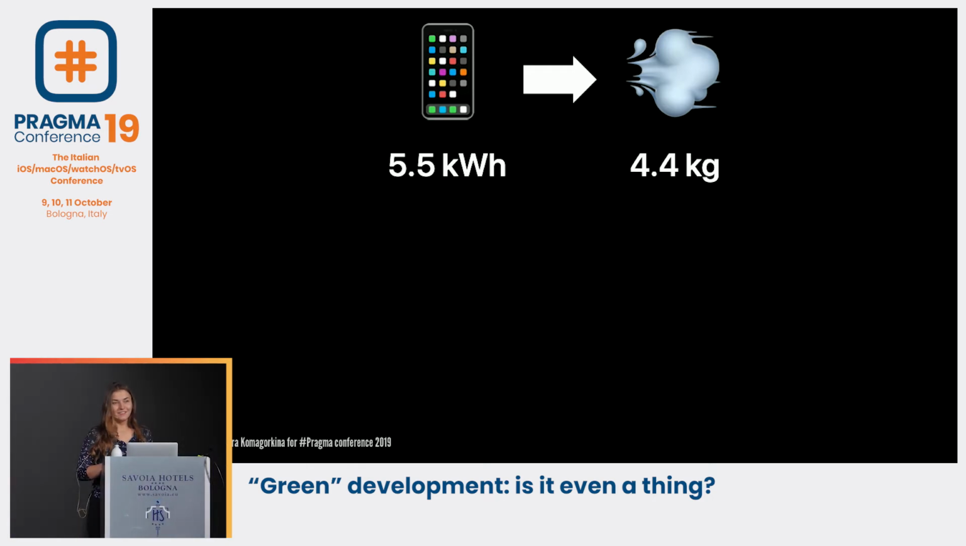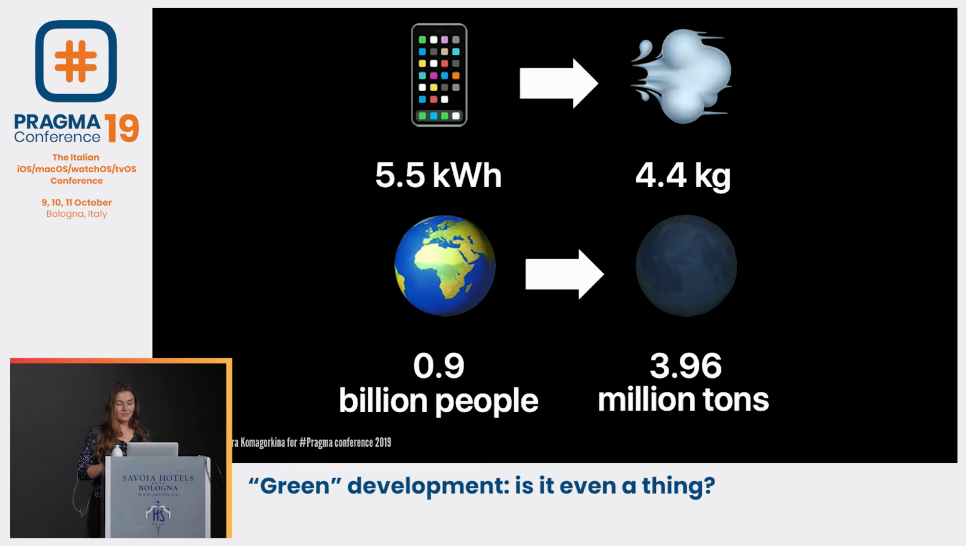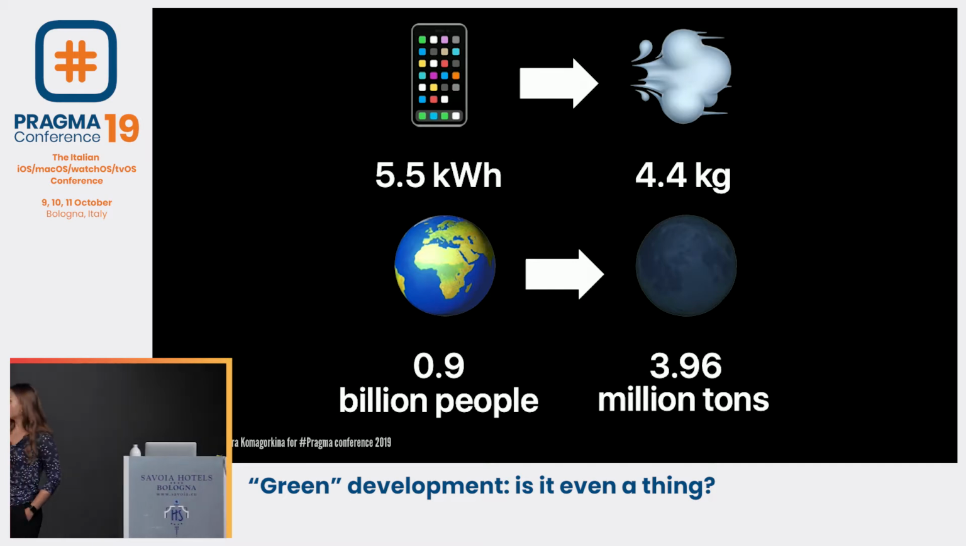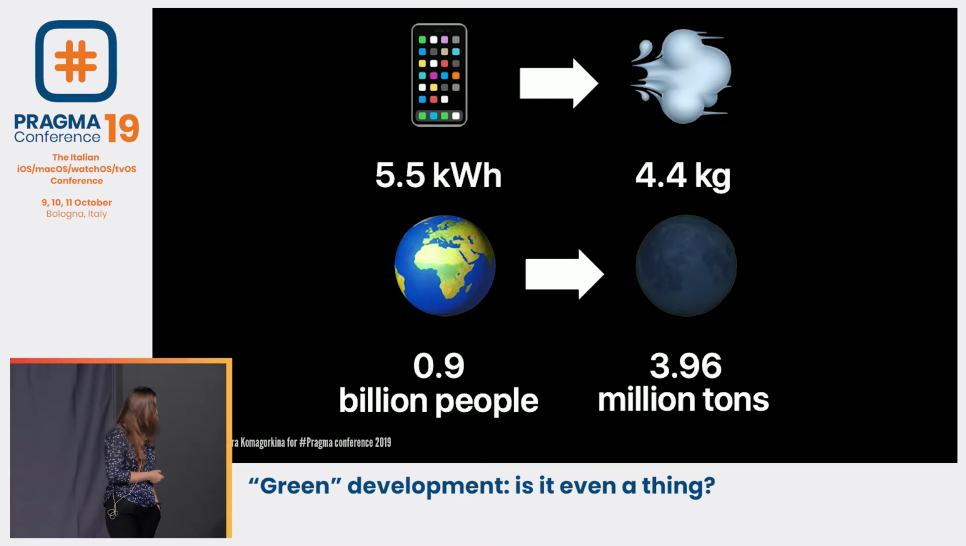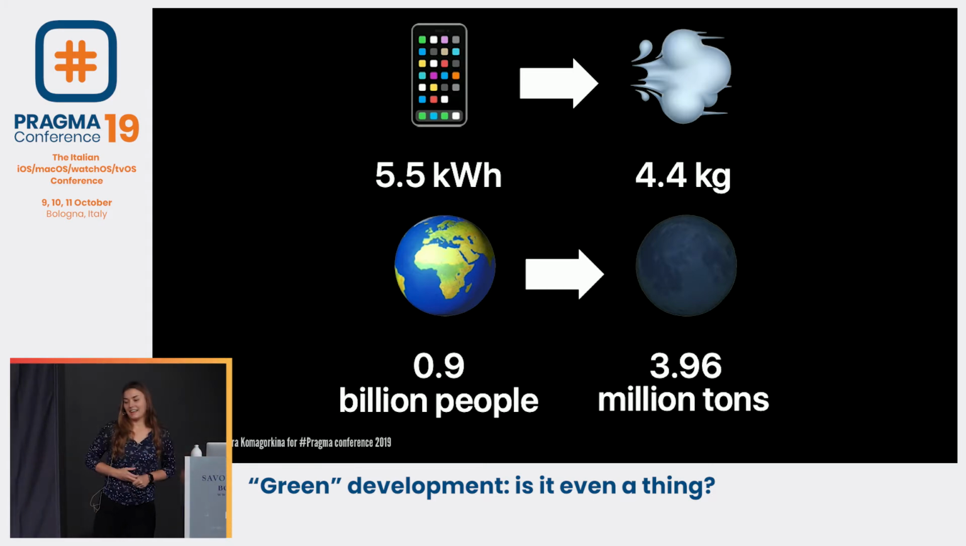So we have 900 million iPhone devices worldwide in use. This is the number that will be released to the atmosphere to produce the amount of energy which will be needed to charge all these 900 million iPhones. This is a pretty big number. So if you think about it in scale, it's already a lot.